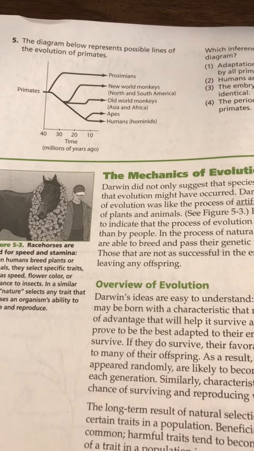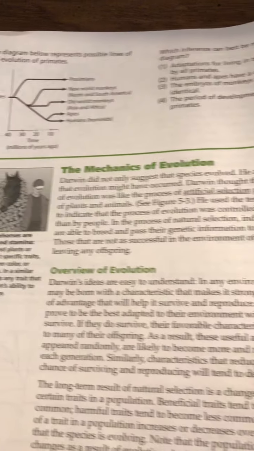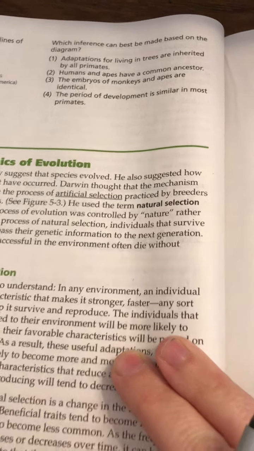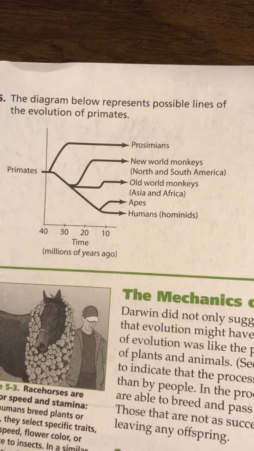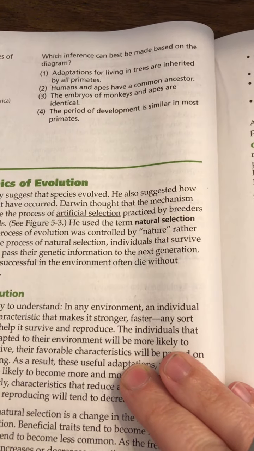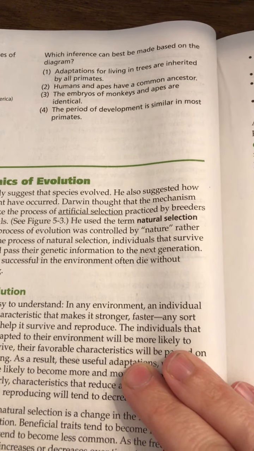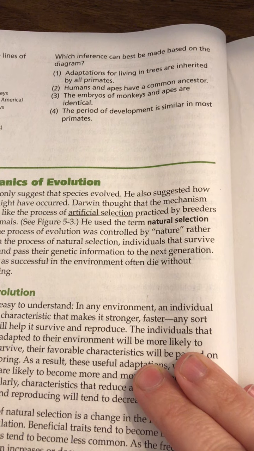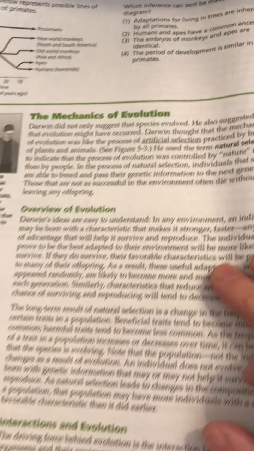Number 5. The diagram below represents possible lines of the evolution of primates. Which inference can be best made based on the diagram? Remember, an inference is a guess, but that guess has to be based just on data from this diagram. Is it 1, adaptations for living in trees are inherited by all primates? 2, humans and apes have a common ancestor. 3, the embryos of monkeys and apes are identical. 4, the period of development is similar in most primates.